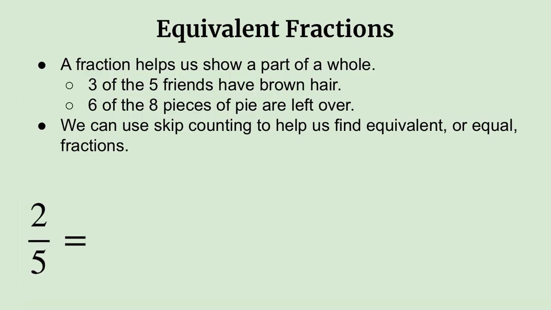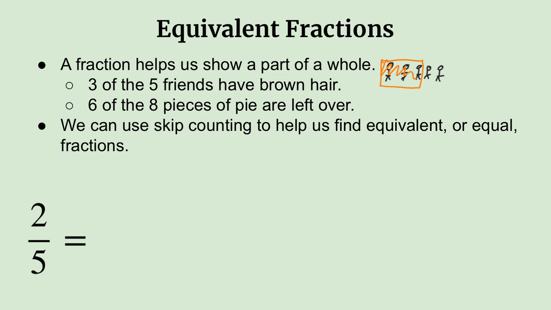The other thing we'll be working on is equivalent fractions. So a fraction just helps us show a part of a whole. So let's say you've got 5 friends, that would be considered our whole amount. So 1, 2, 3, 4, 5 friends. And 3 of them have brown hair. So those 3 have brown hair. 3 of the 5.